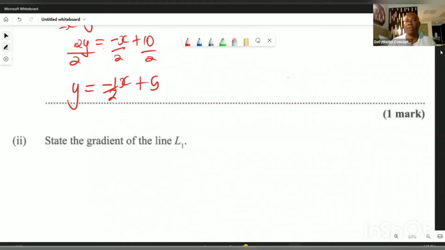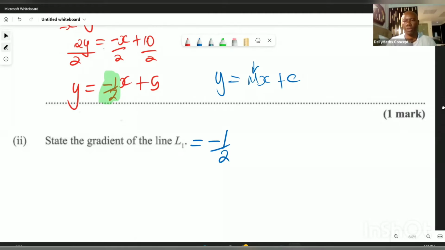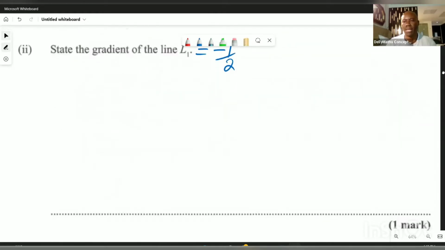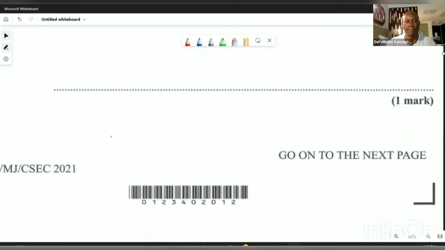State the gradient of line 1. In stating the gradient of line 1, we acknowledge that this -1/2 is the gradient. When we're talking about y = mx + c, m refers to the gradient, the coefficient of x, and this is equal to -1/2. So the gradient of line 1 is -1/2.